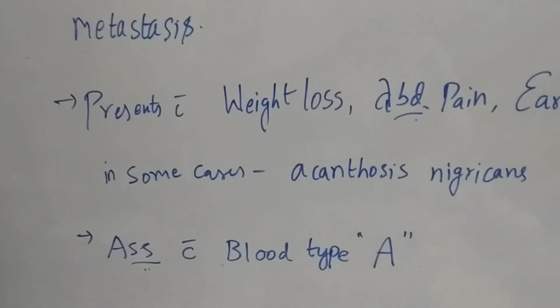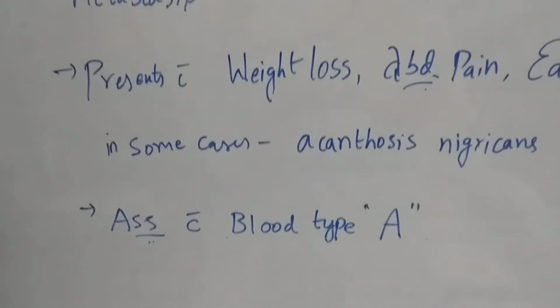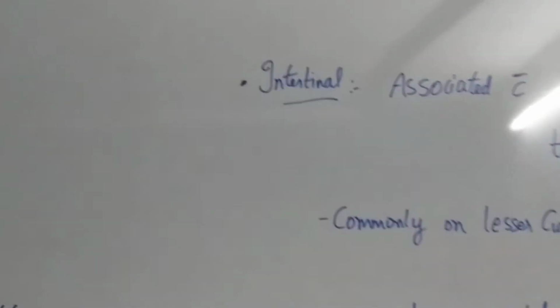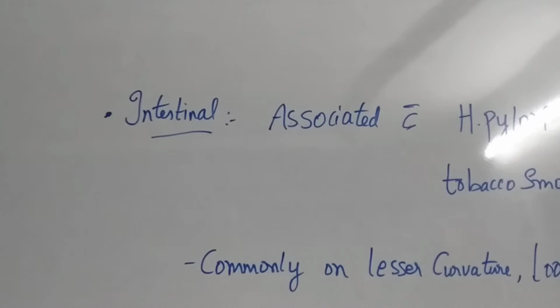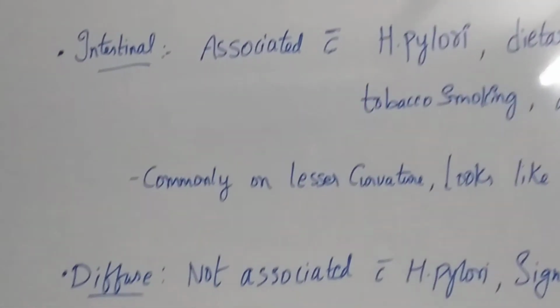It is commonly associated with blood group type A. In this, there are two types. First one is intestinal and second is diffuse.